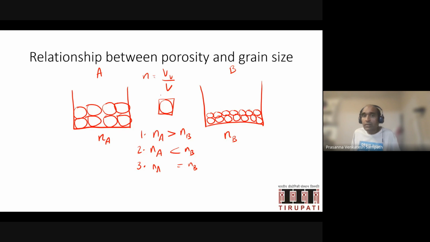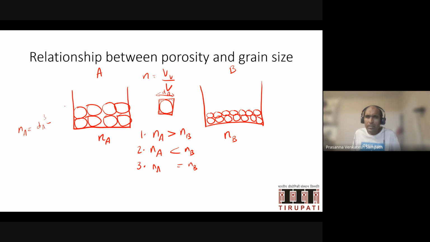So let us say the side of this square is dA. Then what is the porosity Na? It will be volume of voids divided by total volume. What is the volume of voids? It is this shaded portion that I'm drawing here. It is the volume of the cube minus the volume of the sphere, right? The volume of the cube is dA cubed, minus volume of the sphere. What is the formula for volume of the sphere? It's 4 by 3 pi r cubed.